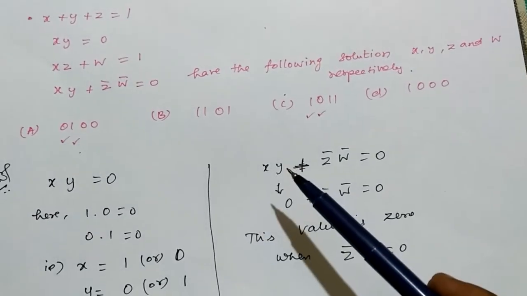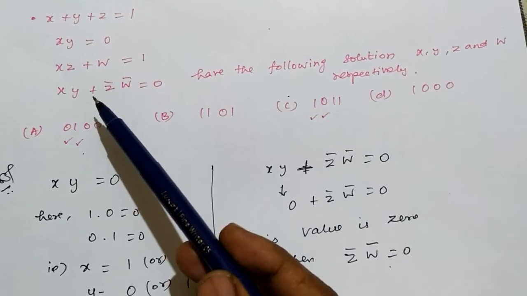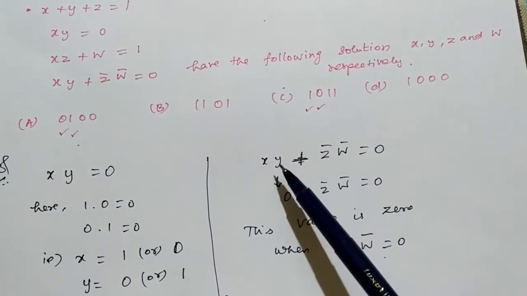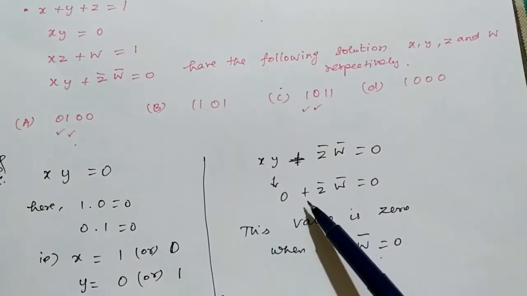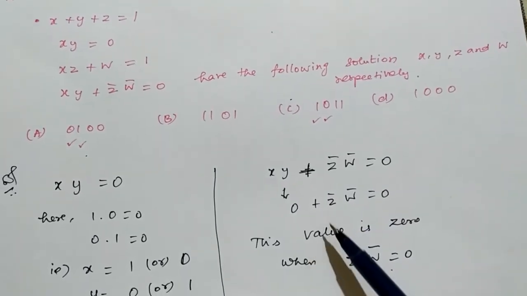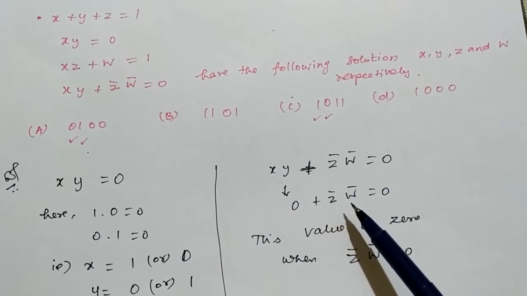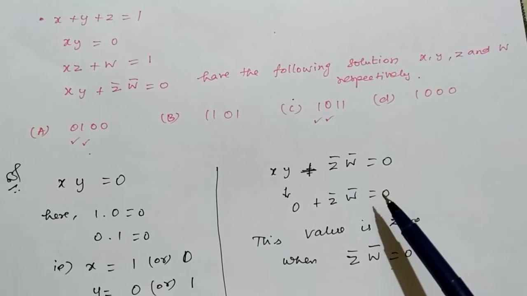Now we will consider the last equation, that is xy plus z bar w bar. So xy result is given as 0, 0 plus z bar w bar. Here z can take two values 0 or 1, w can take 0 or 1. So here this result is 0.